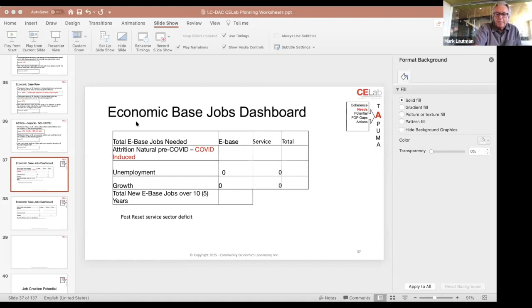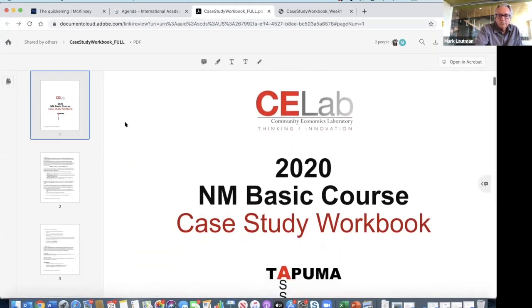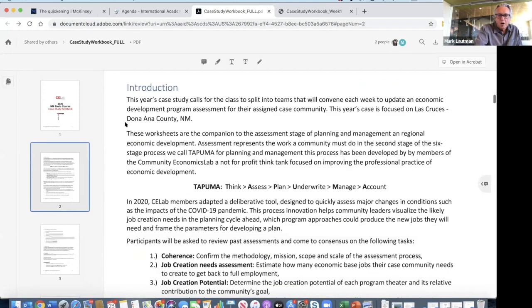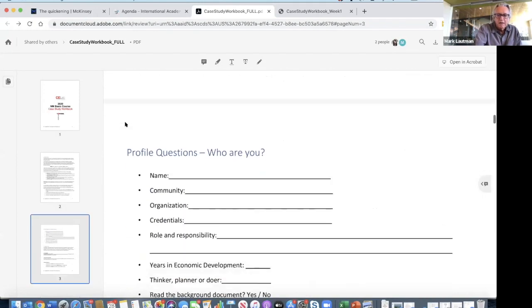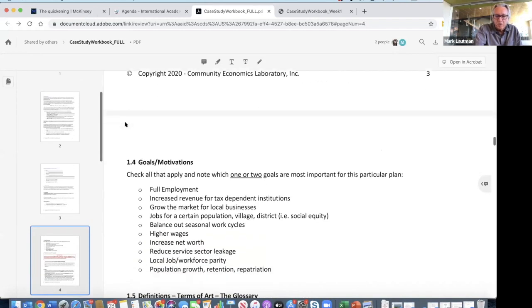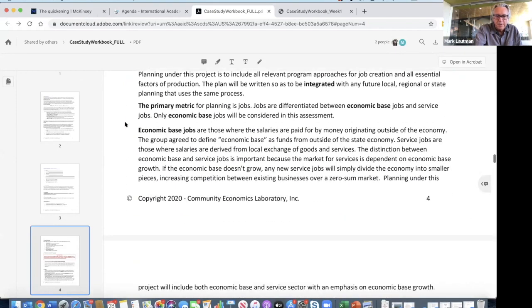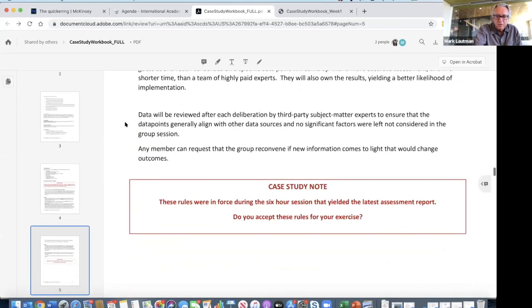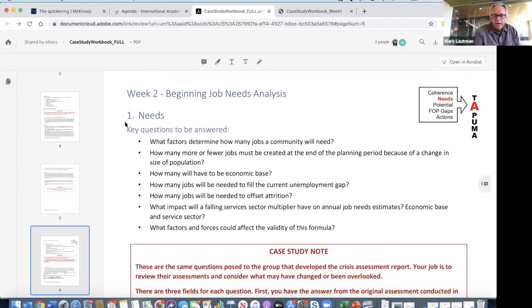So here's the workbook, back to the workbook. Remember this from last week, and this is just all the same questions I just went over in the slides, only this was a handbook, and there's places here where you can write in the answers. There's some case study notes. This is all up on your resource guide or your resource page. That was week one. So here's week two. This is where we are now.